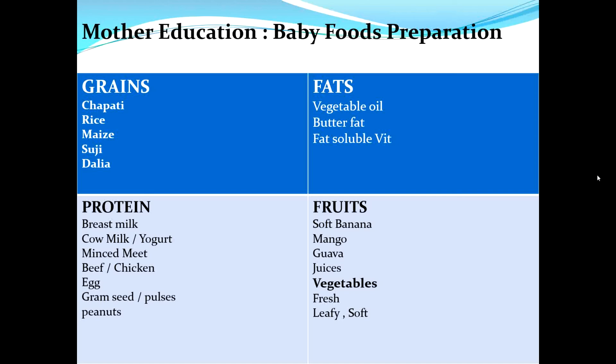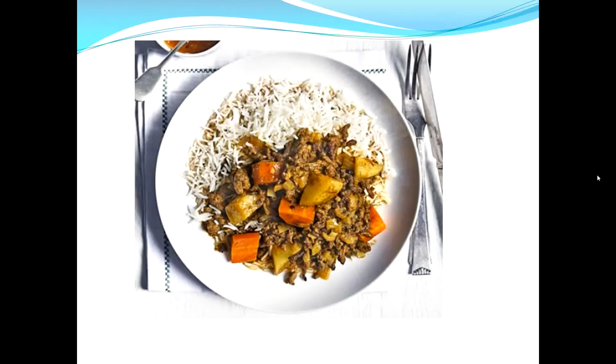Vegetables must be added. They should be fresh, green leafy vegetables and well cooked. This shows a concept of multi-mixes, which means it contains rice, vegetables, keema, and other things which are part of the child's requirement.